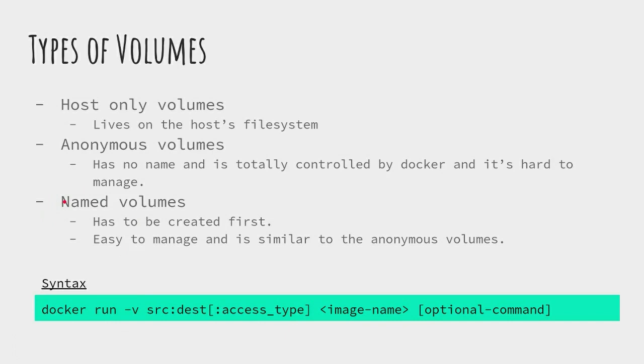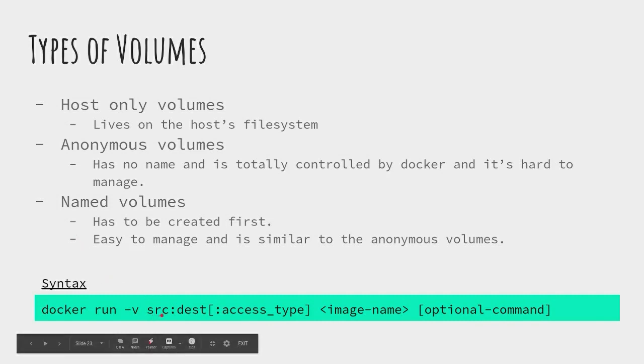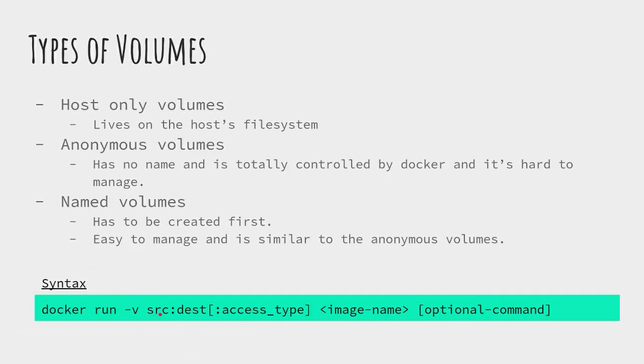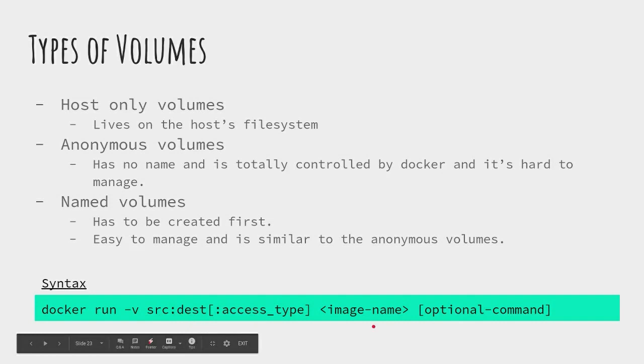For a named volume, since you have to give a name to the volume, we have to create a volume first and then use that as the source. So we'll use the name instead of a path this time, and we'll give the destination, and then we write the image name and optional command. Let's go back to the terminal and try this out.